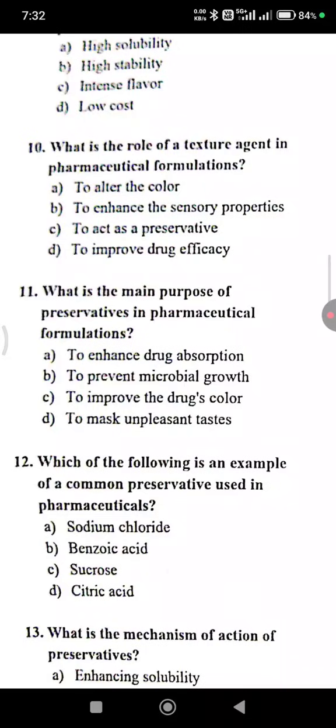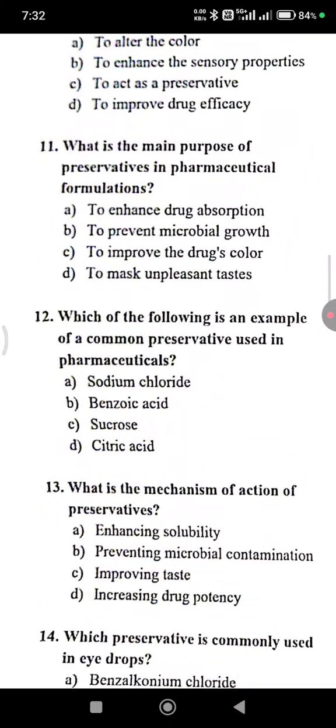Which of the following is an example of common preservative used in pharmaceuticals? Sodium chloride, benzoic acid, sucrose, citric acid. That is benzoic acid. What is the mechanism of action of preservatives? Enhance solubility, preventing microbial contamination? Option B.